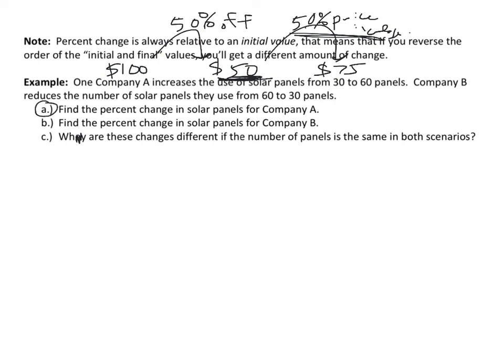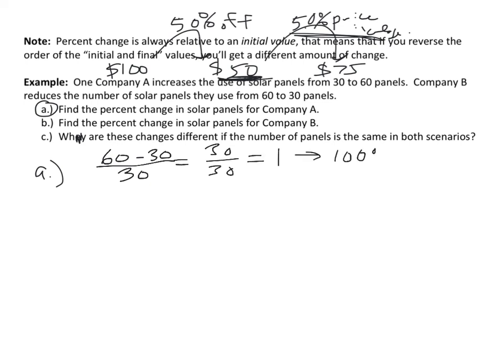So for part A, the percent change in solar panels for company A would be the final number of panels, 60, minus the initial number of panels, 30. This is the change in panels, divided by the initial number of panels, 30. This is 30 over 30, which is 1. This means this is a 100% increase in panels.